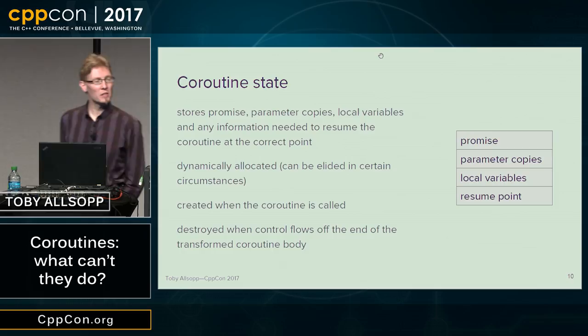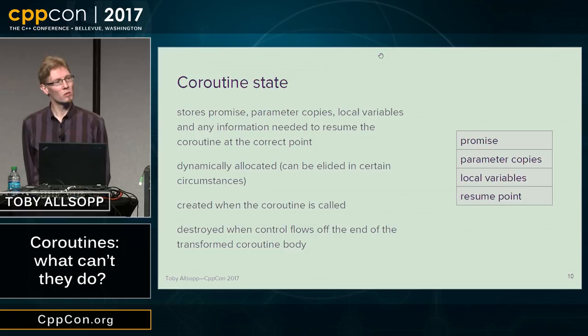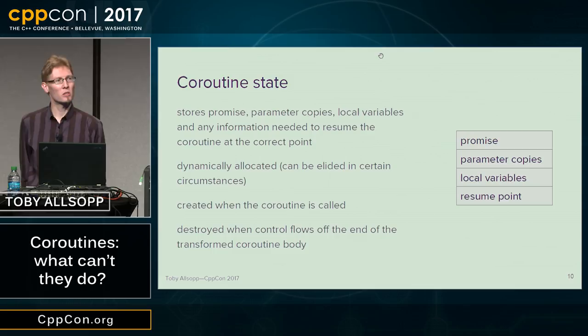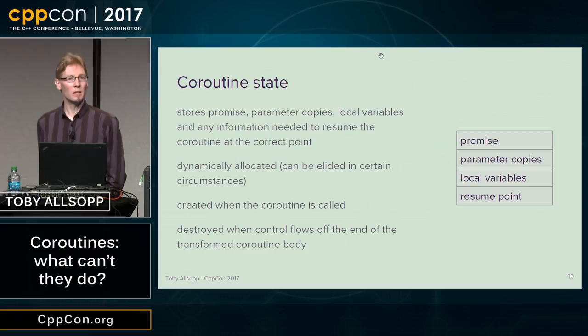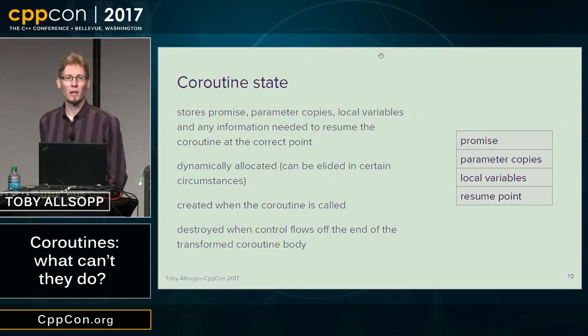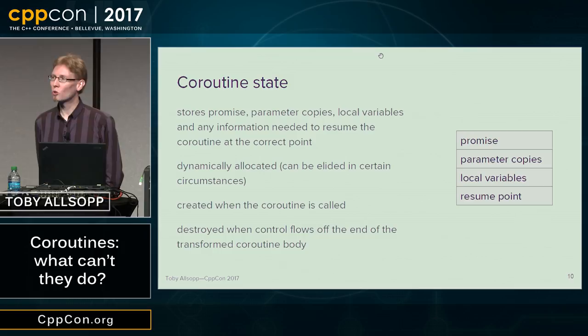So the coroutine state is where the promise object, copies of any parameters to the coroutine, any local variables that the coroutine uses, and also any information that is needed to identify where to resume the coroutine is stored. So this is some block of memory which is dynamically allocated in a number of cases, and given a sufficiently smart compiler, that allocation can be elided, but in general there has to be a dynamic allocation, and the exact way that allocation happens is under the control of the promise type. So this coroutine state gets created when the coroutine's called, and gets destroyed at the end when control flows off the end of the body. So that can be either when the coroutine is destroyed or when it finishes its final suspend.